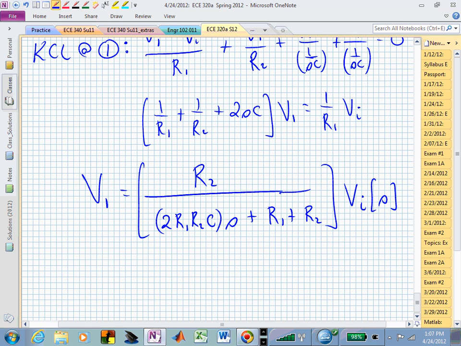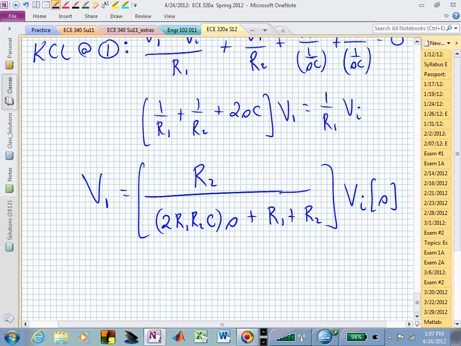And where is that pole located? Well, you don't know, but you could find it, right? You set the denominator equal to 0, and that will give you your pole location. And what does that tell you? What's going to happen? What's your DC gain between V sub I and V sub 1? R2 over R1 plus R2. So it's some constant, isn't it? You're going to be flat at low frequencies between V sub I and V sub 1.